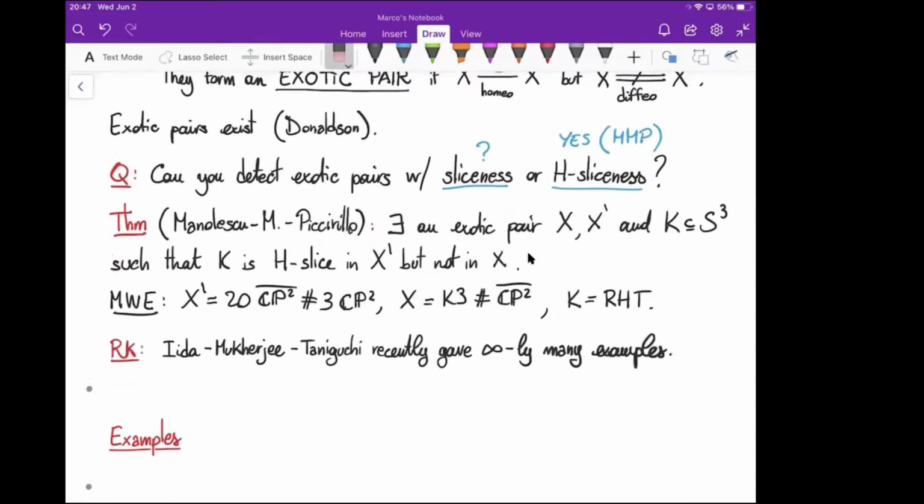And I want to mention here a couple of remarks. There's a recent paper of Iida, Mukherjee, and Taniguchi, where they gave infinitely many examples. This was implicit in their paper. I don't think they wrote it explicitly, but they find infinitely many knots that are H-slice in X prime, but not in X, using the same X and X prime. And that infinite family consists of knots that lie in different concordance classes. So it's a pretty generic one.